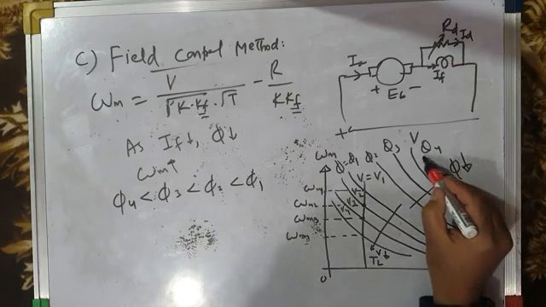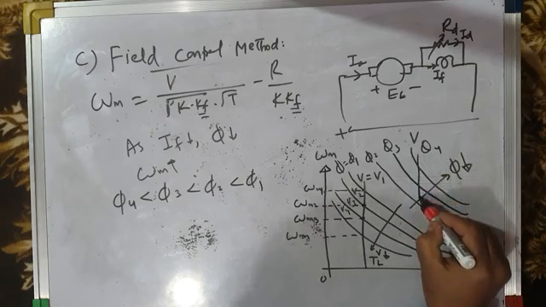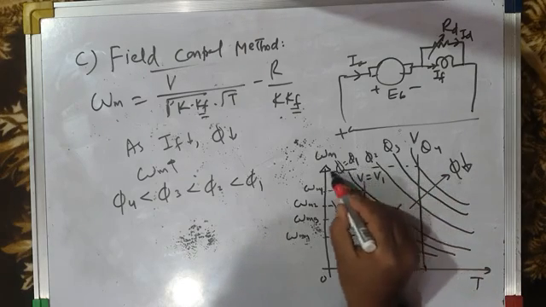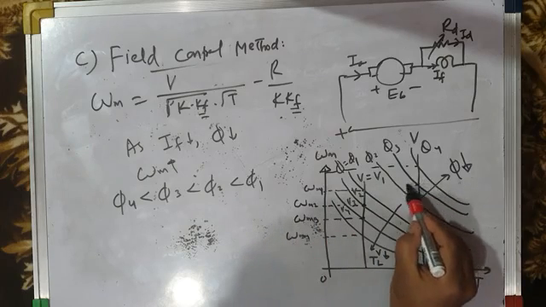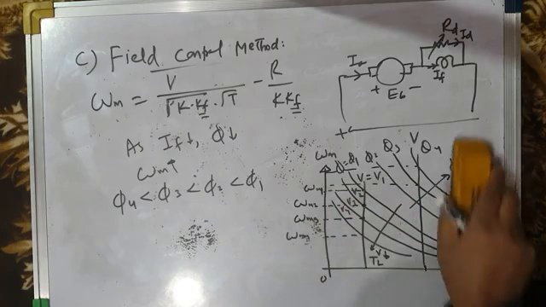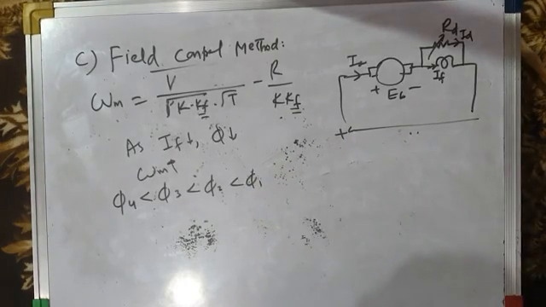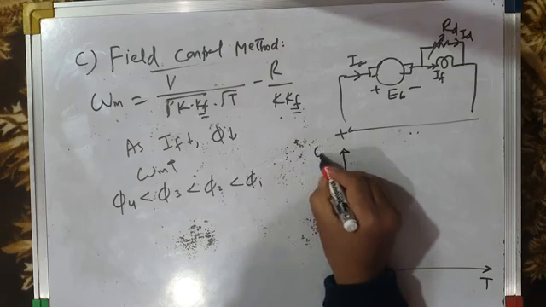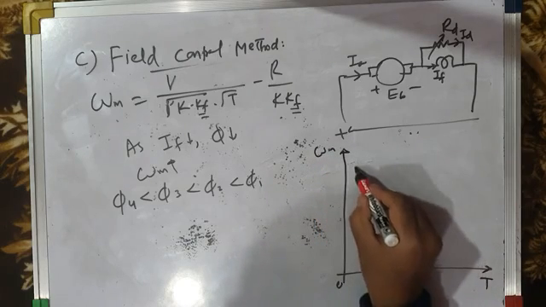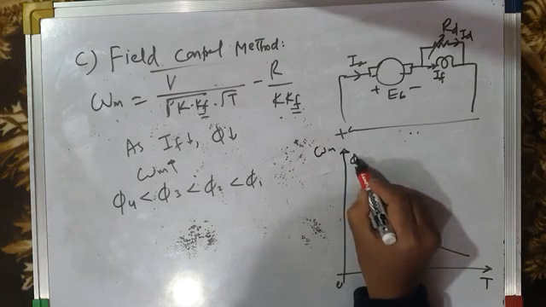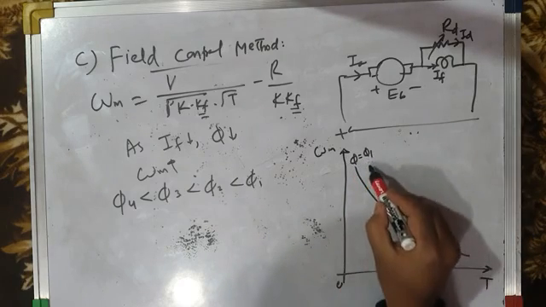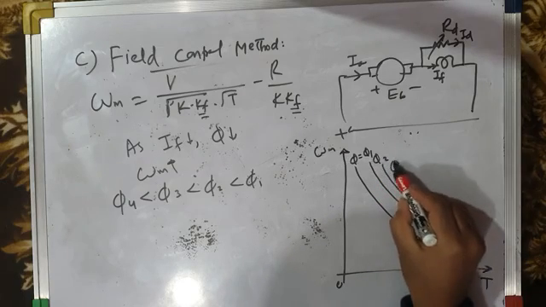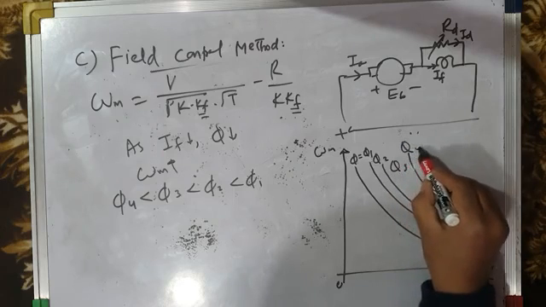And what about the speed? If you see the speeds, let us assume this is the load torque. At phi 4, speed is omega m4. At phi 3, speed is omega m3. I can show it separately on a separate graph. To avoid any confusion, let me draw it again. This is the torque speed characteristic for phi equal to phi 1, rated. This is phi 2, phi 3, and phi 4.